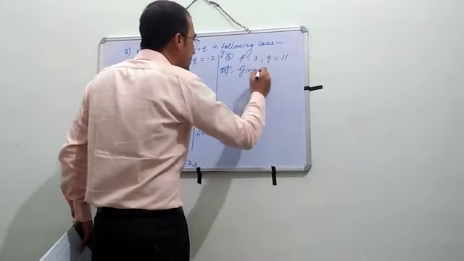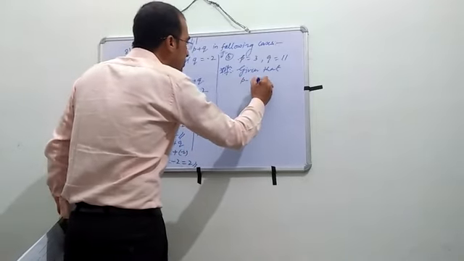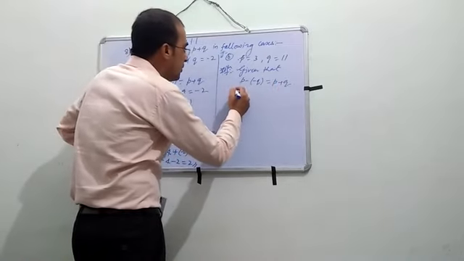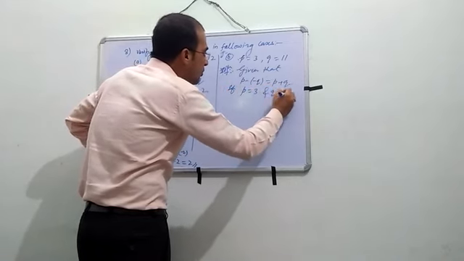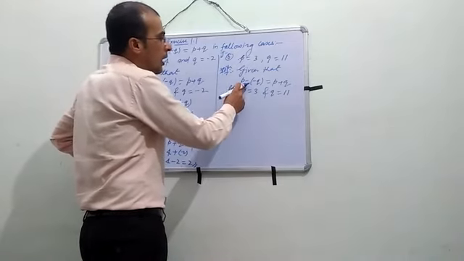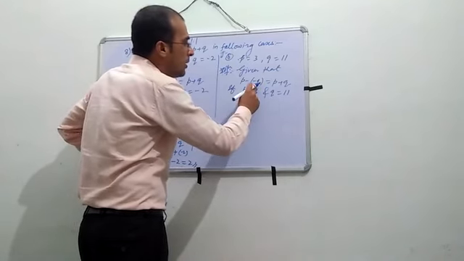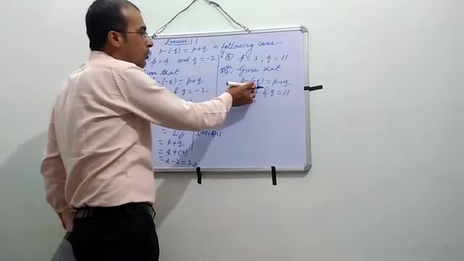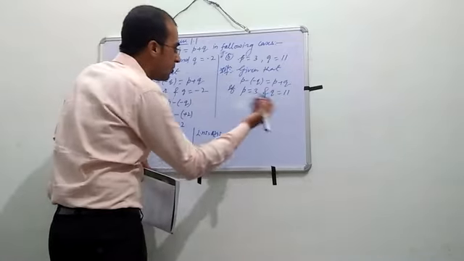Given the statement P minus Q equal to P plus Q, if P equal to 3 and Q equal to 11, we will put the value of P and the value of Q in the LHS and the RHS, and check that both values are the same. Then it is verified. If the values are not the same, then it is not verified, it is not true.